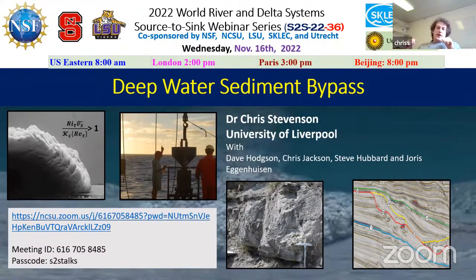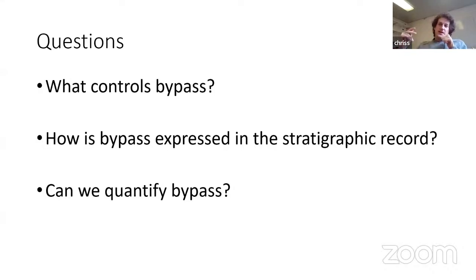So today we're going to address three fundamental questions. What is sediment bypass and what controls sediment bypass in deep water systems? And then how is that bypass expressed in the stratigraphic record? Okay, so that means the rocks and the cores and the field data. And then finally, we'll look at whether we can quantify sediment bypass through deep water systems. Okay, so it's quite a simple, blow-by-blow structure, but as you'll see, addressing each one of these questions is not straightforward.